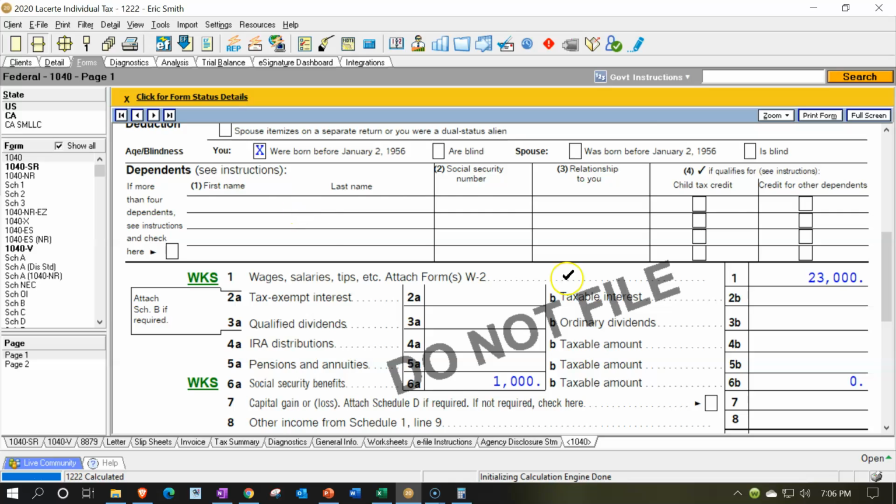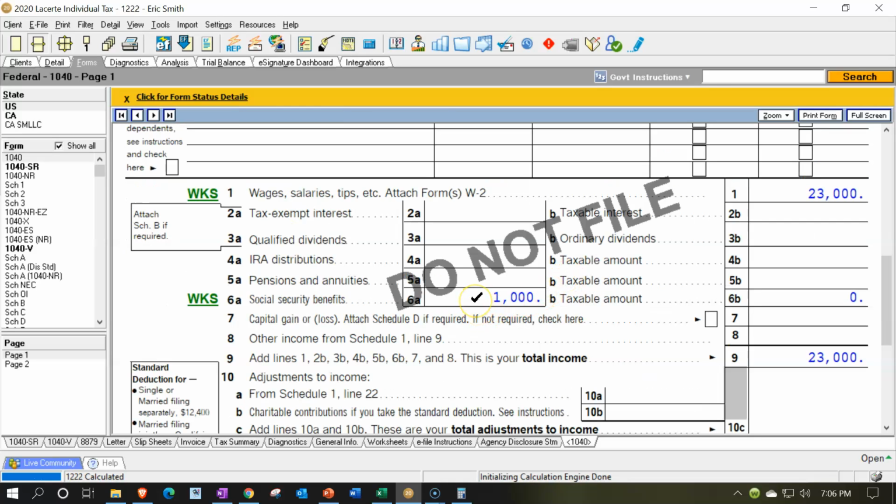What does that do? Now we have the 1,000 here on the Social Security benefits. We have nothing for the taxable amount. So it's just for informational purposes that they put it in line 6A. Nothing's included in the amount that's going to be included for taxable income, the amount of income that's going to be taxed, and therefore it's going to have no impact on the tax calculation.